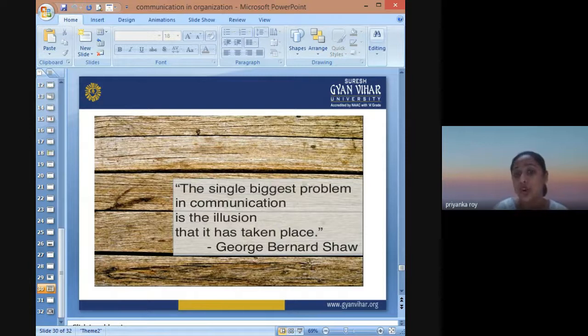George Bernard Shaw has said that the single biggest problem in communication is the illusion that it has taken place. That means he wanted to say, even if you have said something, it is an illusion that you have communicated, unless you get proper feedback from the receiver.